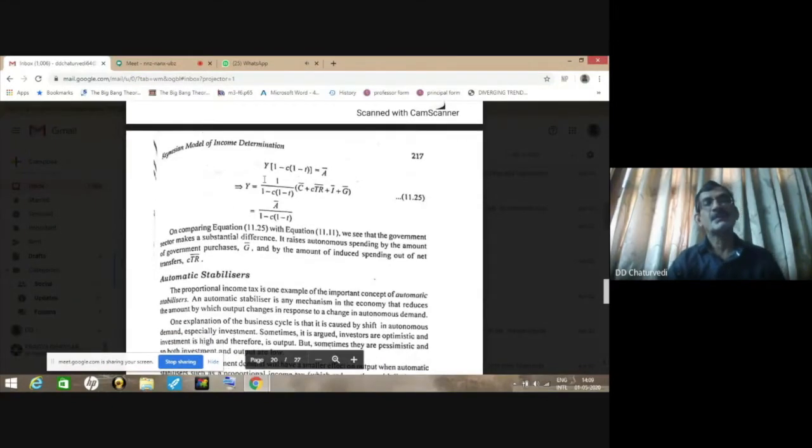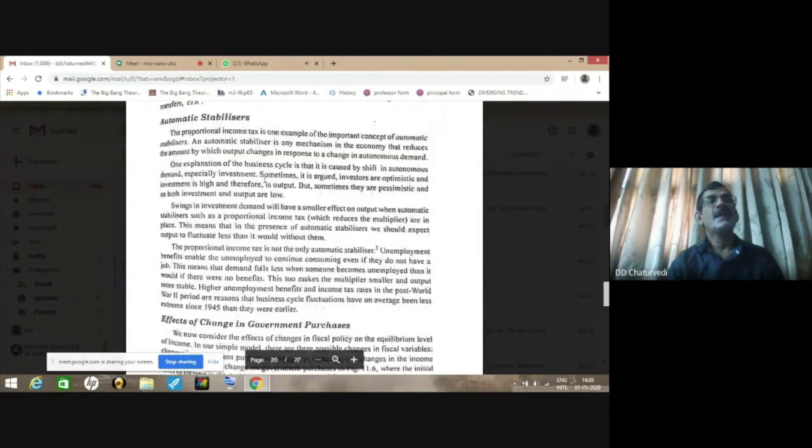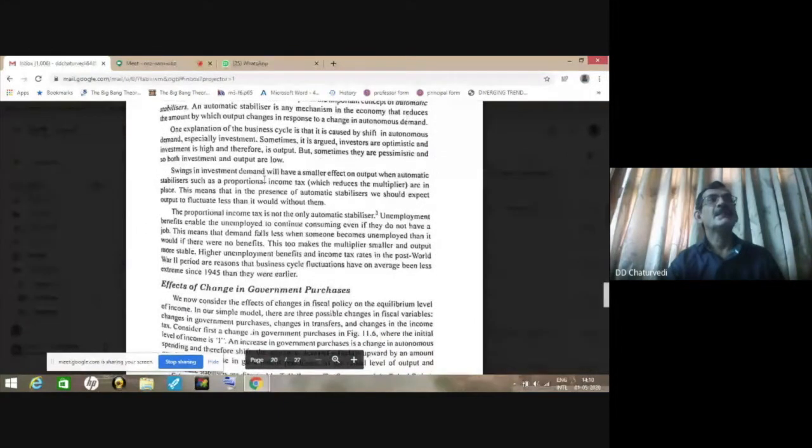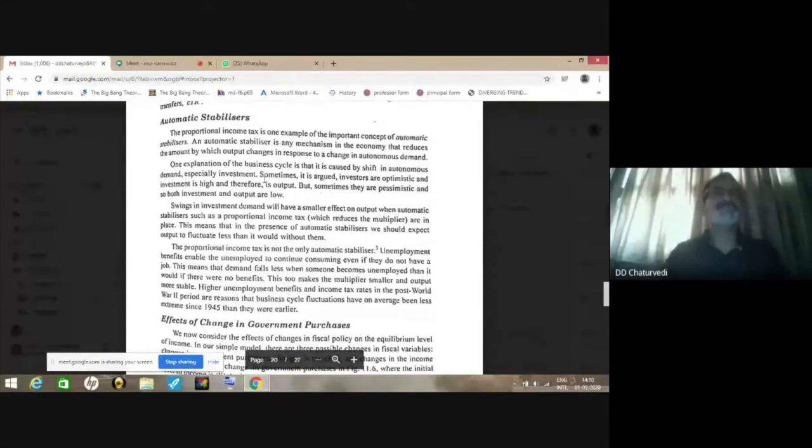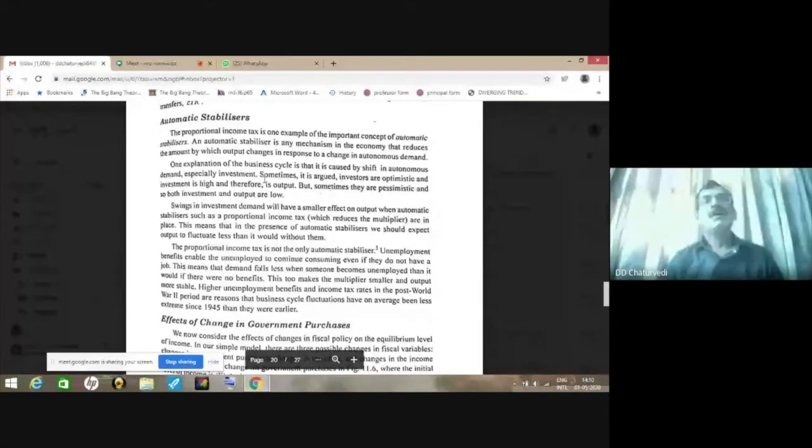Now we discuss another important concept, that is automatic stabilizer. We all know that whenever people get income, they are able to consume more, they are able to spend more. This leads to fluctuations in the economy, in the consumption, demand, and income. Automatic stabilizers actually bring about stability in the economy.